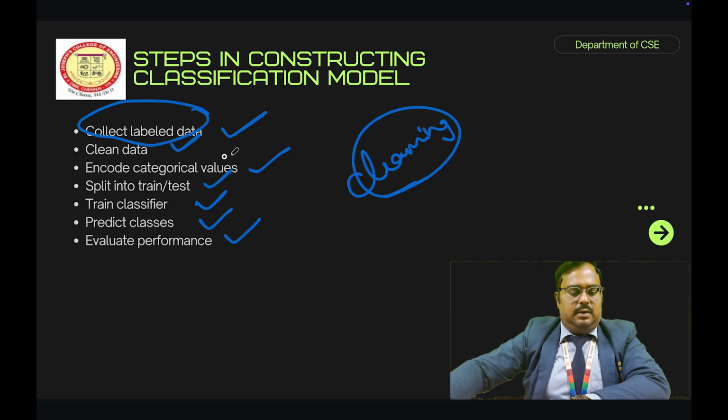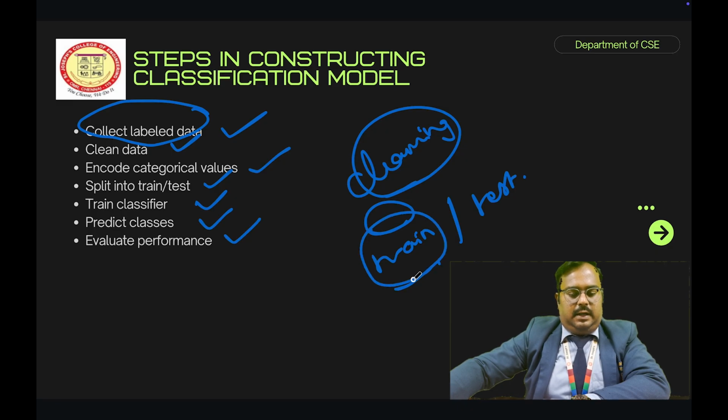Next one is encode categorical values, which means we have to encode the categorical values. The next one is split into train and test. We already discussed this, right? Based on the collected data, we have to split it into two things: one is training data and another one is test data. Next one, train classifiers, which is nothing but training the classifiers based on the requirement. Next one is predict classes, which means we have to predict the classification for the particular model. Finally we have to evaluate performance. What is meant by evaluate performance? It is evaluating the model to see whether it is properly trained or not.